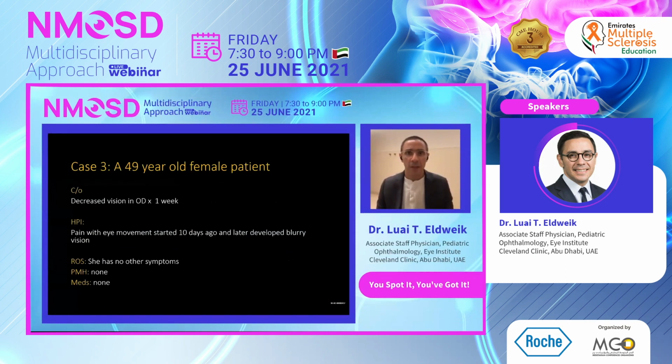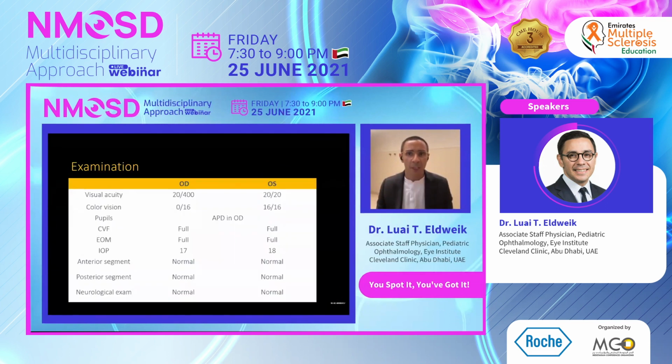Third case, a 49-year-old female patient coming with decreased vision in one eye, giving the same typical history of pain, following which she developed the blurry vision. No other symptoms. Let's move forward to the examination.